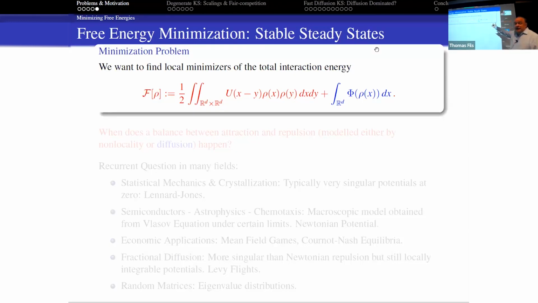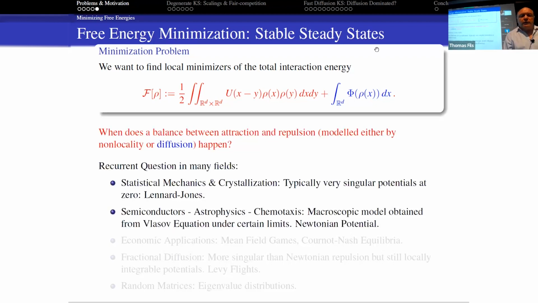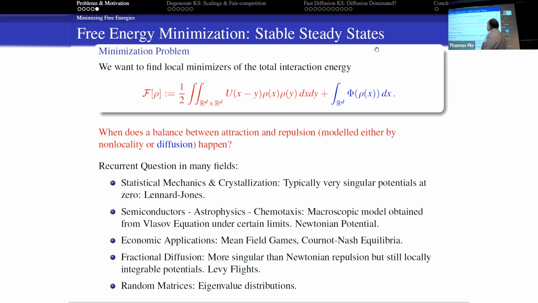What I am interested in is to find conditions for local minimizers, systems of local minimizers, or global minimizers of this free energy function. Because local minimizers or global minimizers are expected to be among the stable steady states of your evolution. Okay? So let me just mention that that kind of question has been studied quite a lot in a very classical setting in crystallization in statistical mechanics. These typically correspond to the case of Lennard-Jones potentials, which are very singular, for which this doesn't really make sense because they are so singular that they're not locally integrable, and then this double integral doesn't make sense for probability densities.